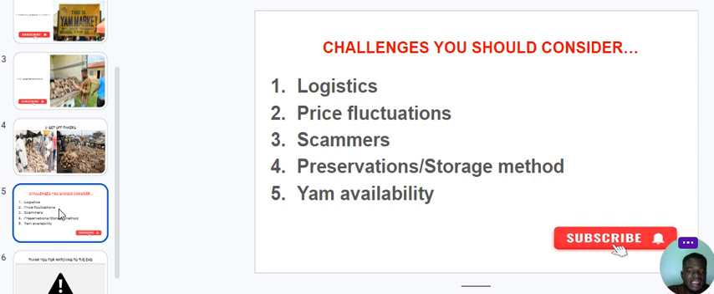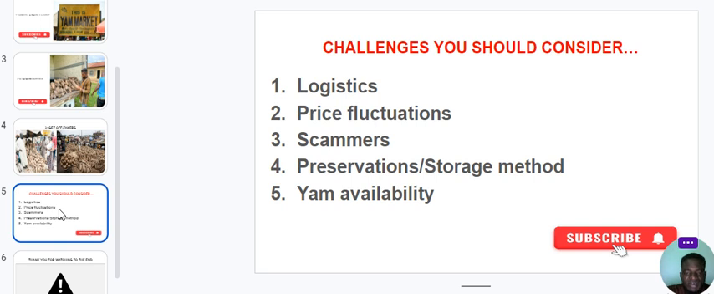And most times, people that get scammed by online vendors are people that look for cheap prices. Somebody is telling you 100 tubers of yam, big size, for 20,000, and then you send your money. So you can see that you even assisted the person to scam you. So you don't have to do that.